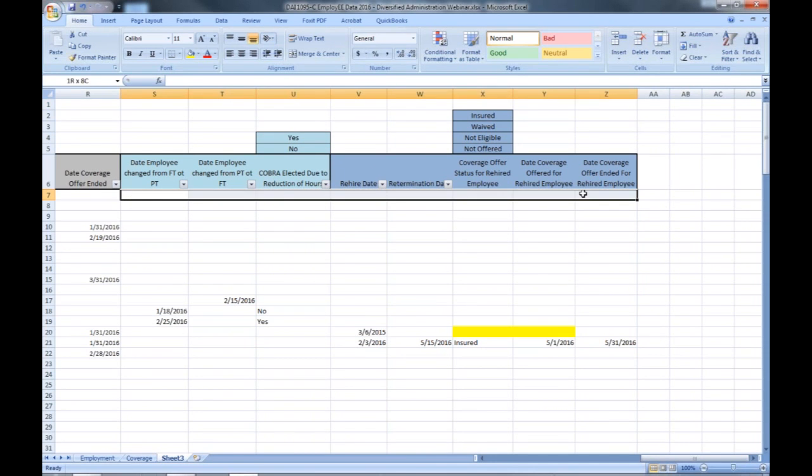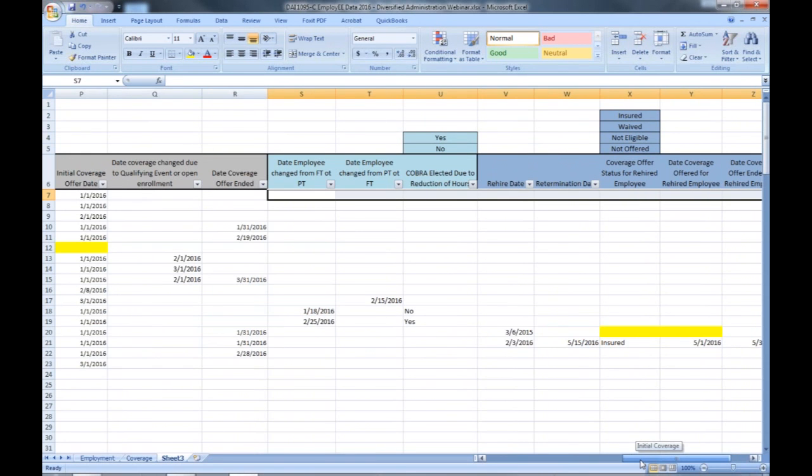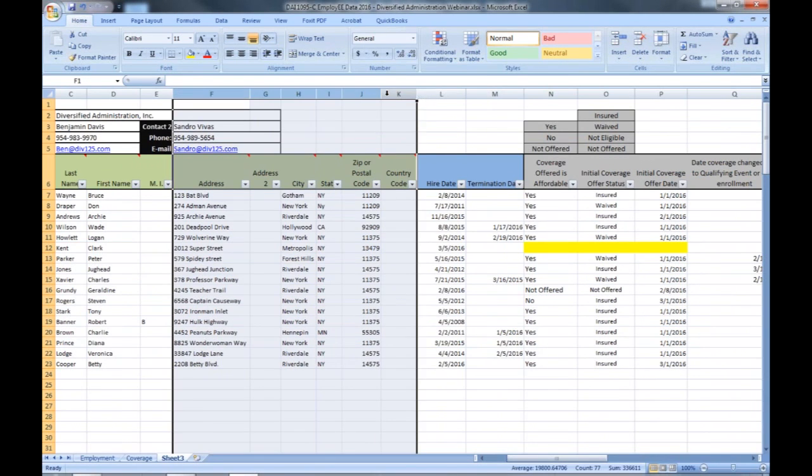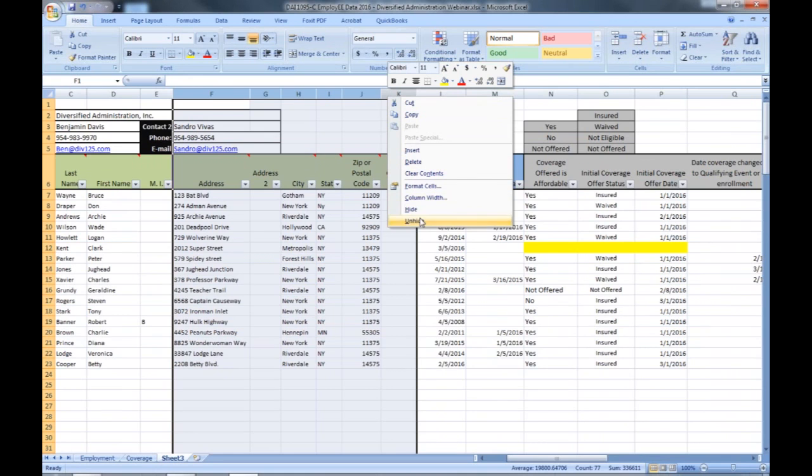Now that we've taken a brief look at the various columns, I'm going to hide columns F through K, as those relate only to employee addresses, and hiding those will allow us to more easily look at some examples of how the spreadsheet will be completed for the employees.